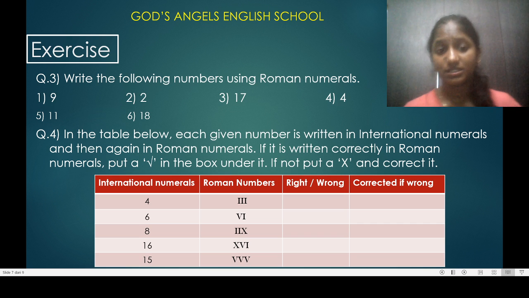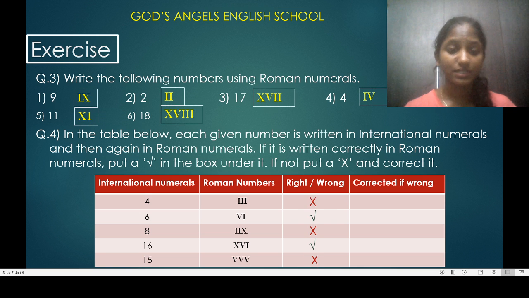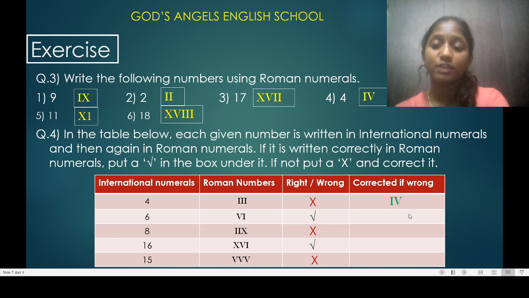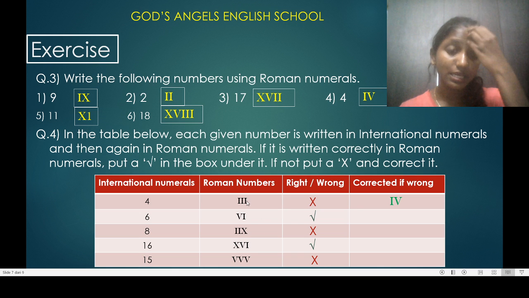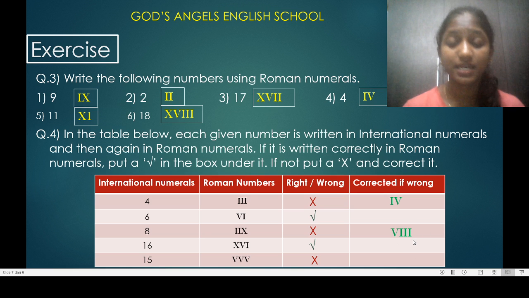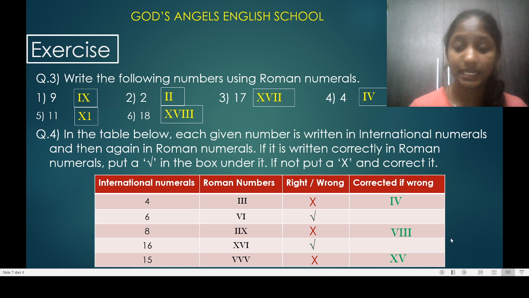The first one, does it match? No, that is wrong. The second one is right, we write it that way. If we correct the first one, the correction is this. So this is the real Roman number 4. This is wrong. The 6th one is right. The 8th one is wrong. How will we write 8 in Roman numerals? In this way. This is the corrected form. 16 is right and for 15, this is the corrected way. Okay.